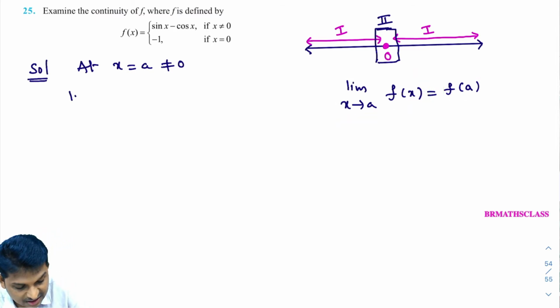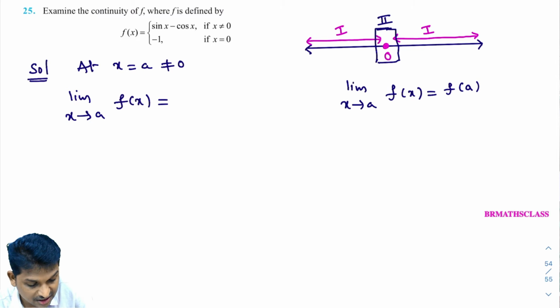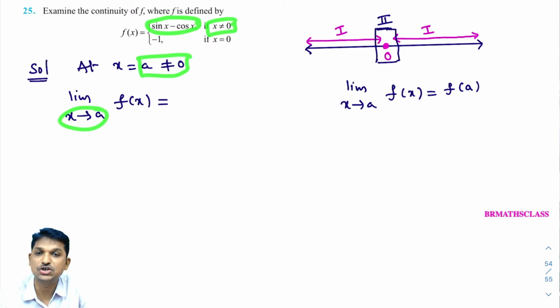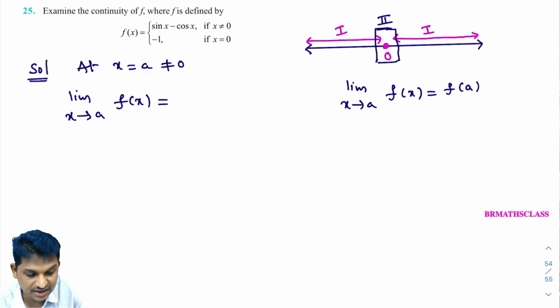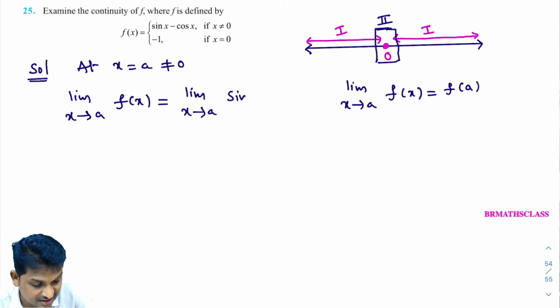Okay, I'll calculate this one: limit x approaches a, f of x. Here x approaches a. What is a? A is a non-zero number. When a is a non-zero number, which function to choose? This first function, sin x minus cos x. So in place of f of x, I'll write sin x minus cos x. Limit x approaches a, sin x minus cos x.